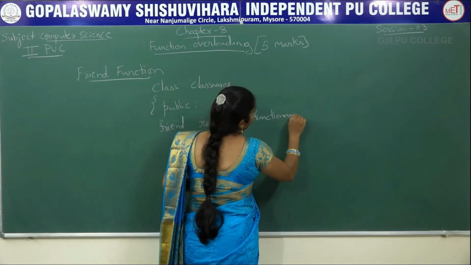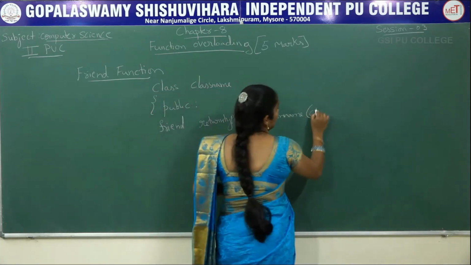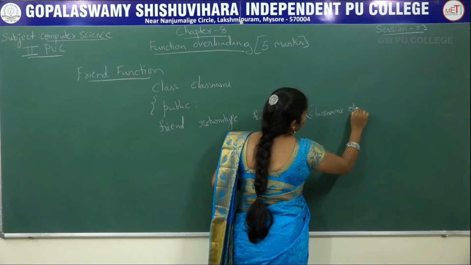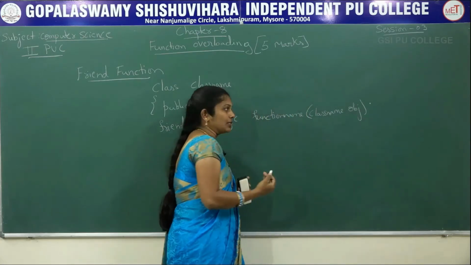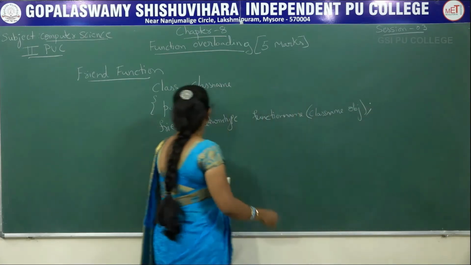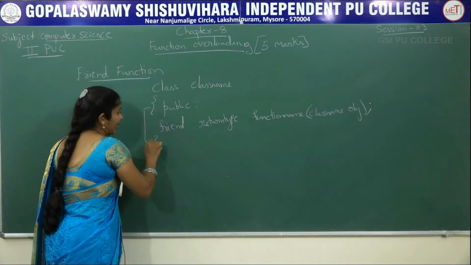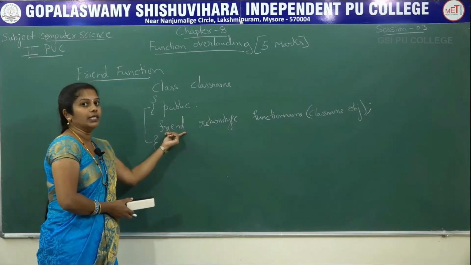Function name. Then inside the bracket, once again you have to write the class name, then object. Then if you want to write the statement outside the class, just put a semicolon, then close the class. This is the syntax to declare a friend function. Friend is the keyword here we are using.